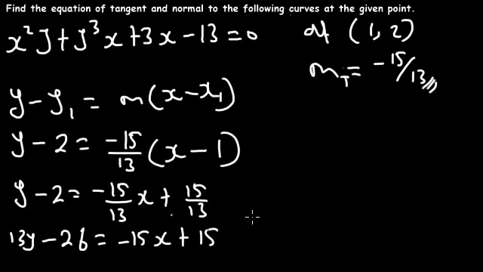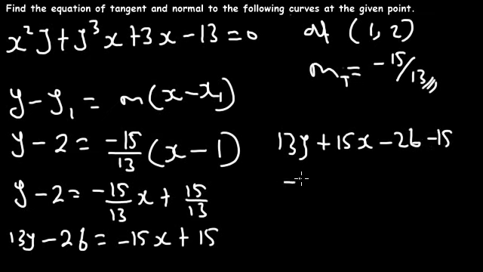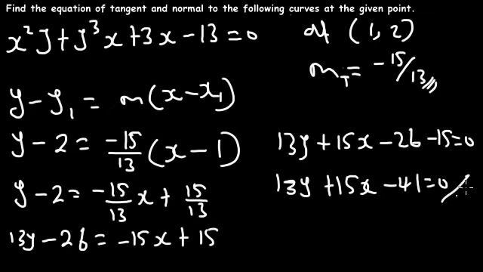Perfect. So let's set everything to be equal to 0. So we have 13y plus 15x minus 26 minus 15. That gives us minus 41 equals 0. And this is the equation of the tangent line to this curve at (1, 2).